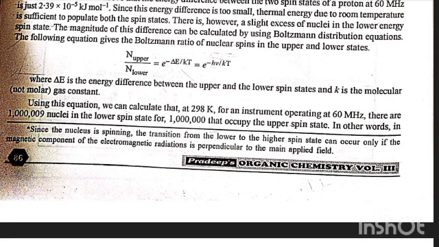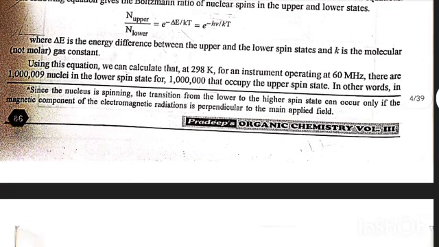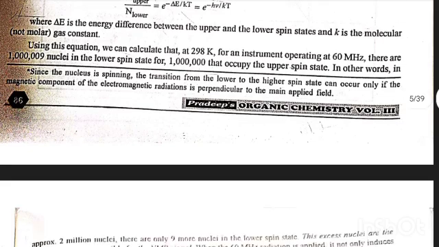N upper upon N lower is equal to e to the power minus delta E upon KT, which is equal to e to the power minus hν upon KT, where delta E is the energy difference between the upper and the lower spin state and K is the molecular, not molar, gas constant.